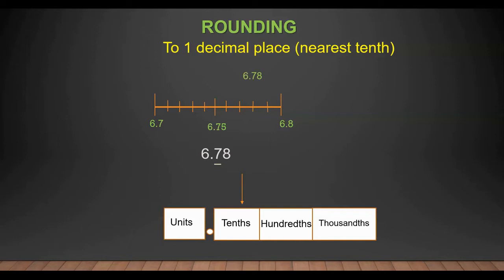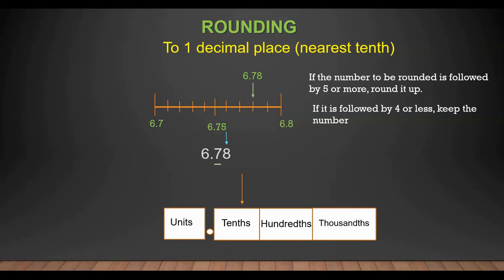6.75 is in the middle and 6.78 is actually there. So it's nearer to 6.8. So the rule for rounding numbers is that if the number to be rounded is followed by 5 or more, we're going to round it up. If it is followed by 4 or less, keep the number. So 7 is followed by 8, so it's more than 5. So we're going to round it up to 6.8. So the answer is 6.8.